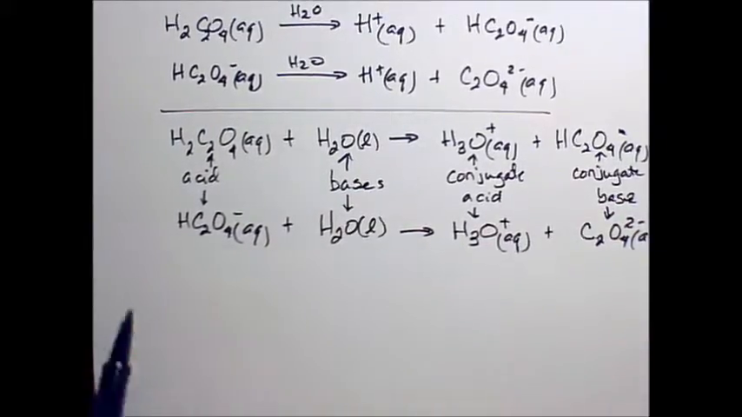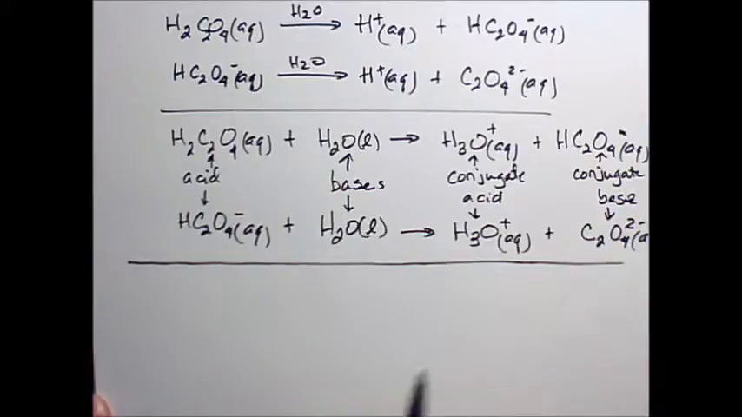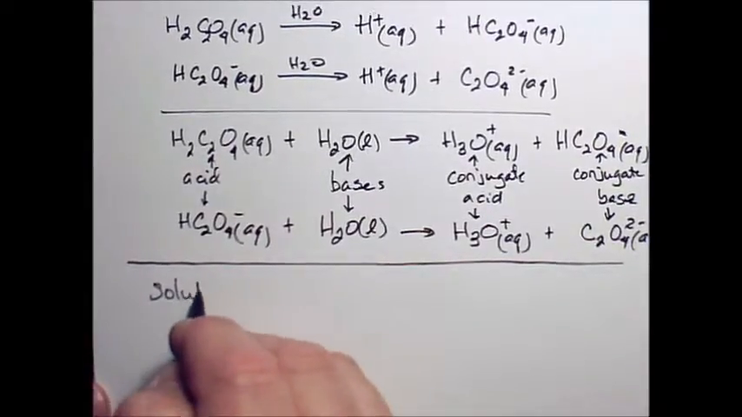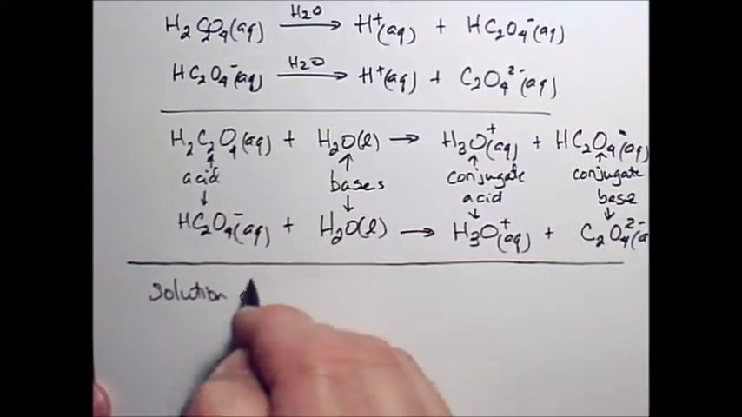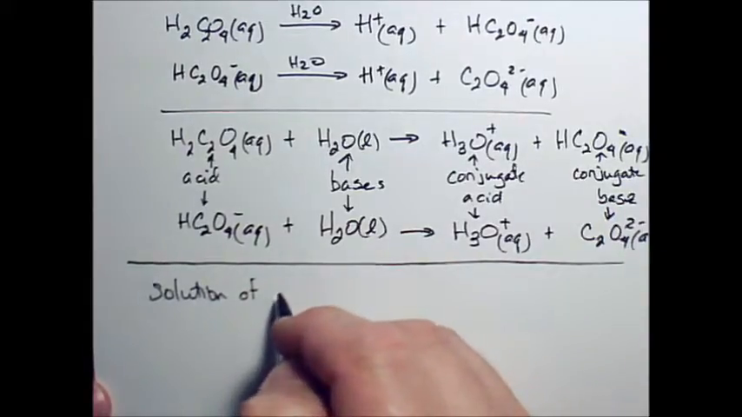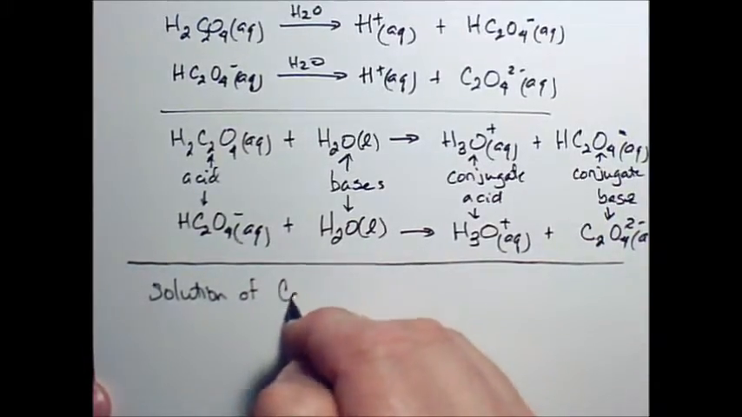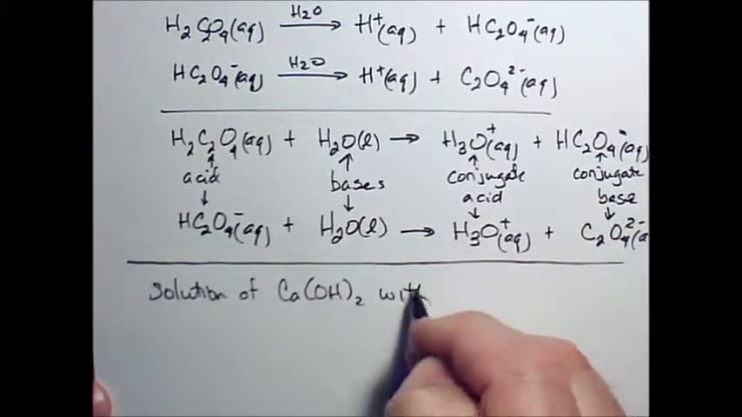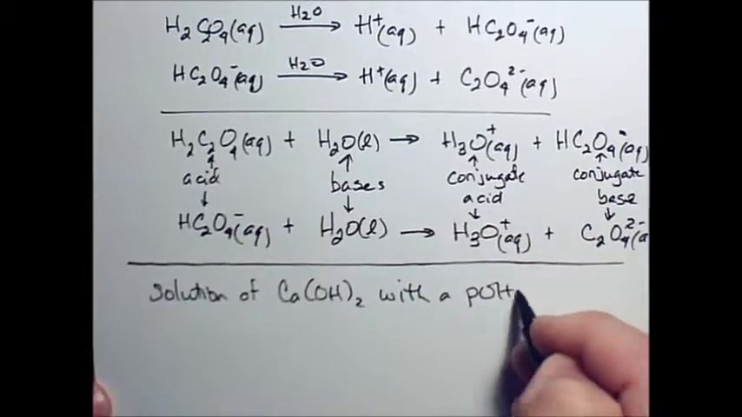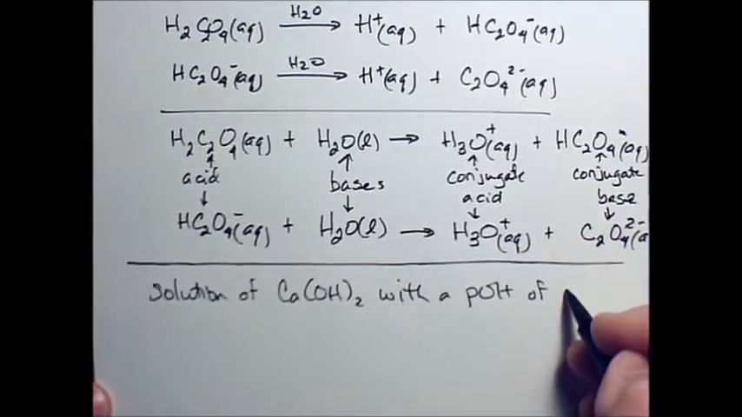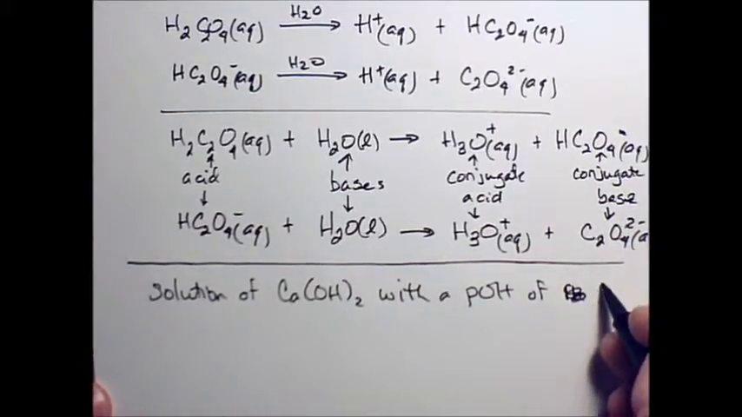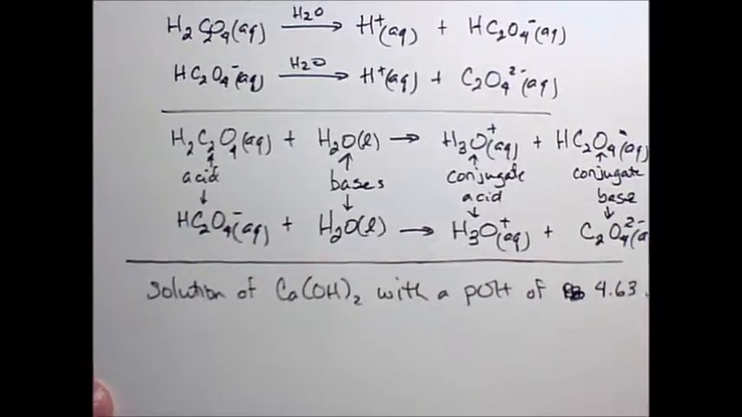Now, you guys asked me to do the whole thing for pH, okay? So let's say I've got a solution of one of the strong bases, like calcium hydroxide, and it has a pOH of 11. No, let's make it small. Let's make it 4.63. Okay?